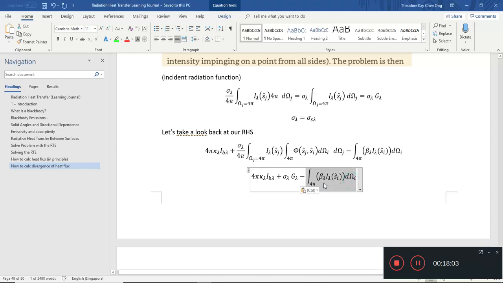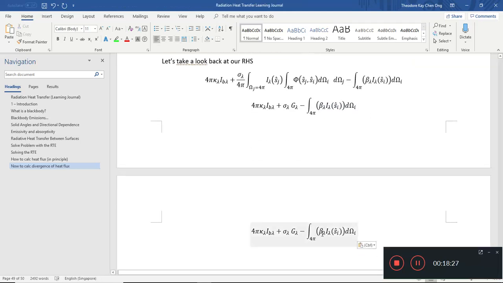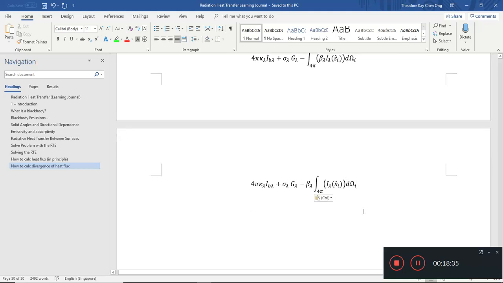Previously I said we could not quite bring beta out unless beta is independent of the direction. Now if it's an isotropic material, that might not be true, but for most mediums of our interest, we can bring that out. So what's next?